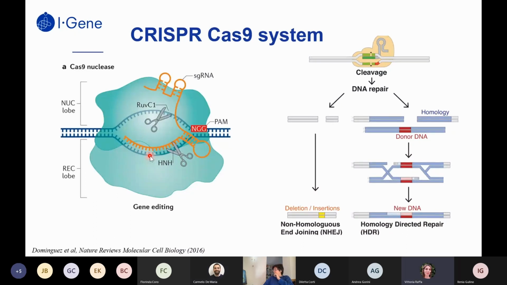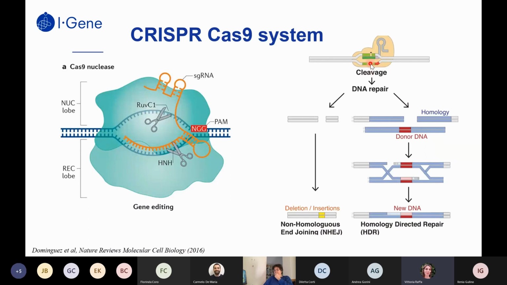Okay, so what happens is that after this pairing between the RNA that we design and the gene that we want to cleave, after this perfect pairing, we can activate the nuclease activity of the protein, meaning that the protein, like a scissor, is able to cut the DNA, to perform a double strand cleavage, a double strand break. What happens after this break?